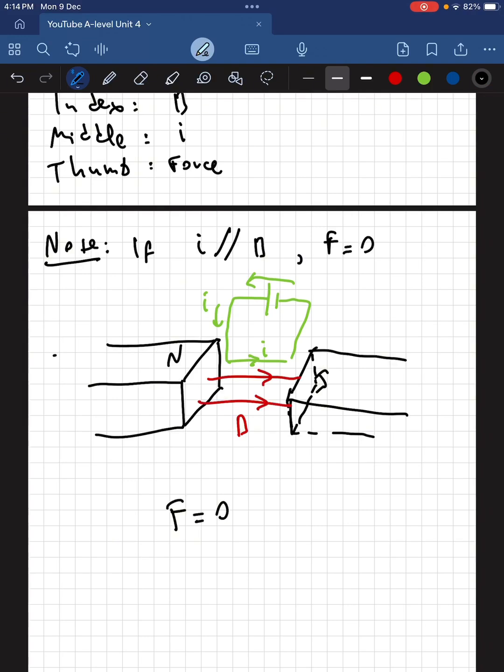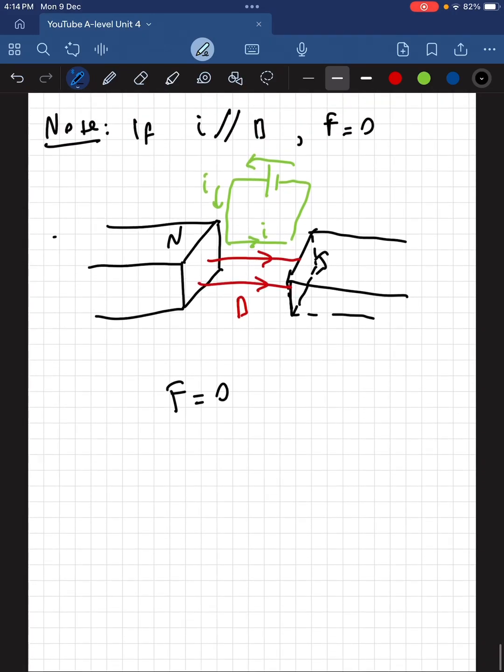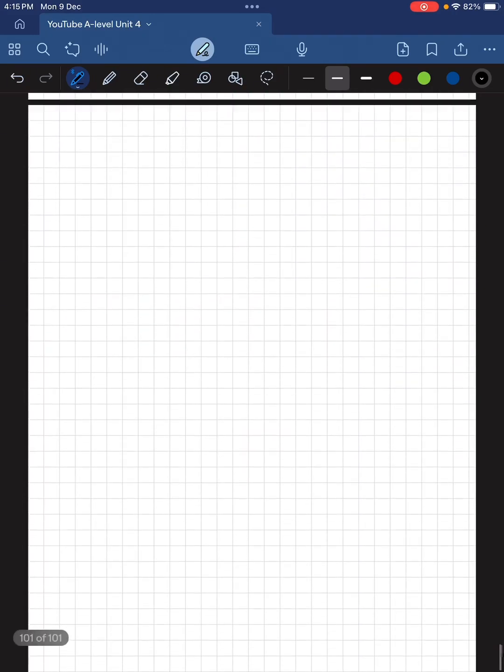Okay. And again, when the current makes an angle with the magnetic field, we will have to resolve that current into a horizontal and a vertical component like we did with the magnetic flux. I'm going to show you in a while. But for now, keep this in mind: if the current is parallel to the magnetic field, we get no force.